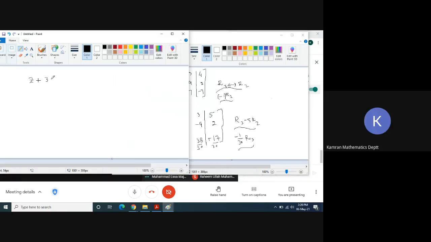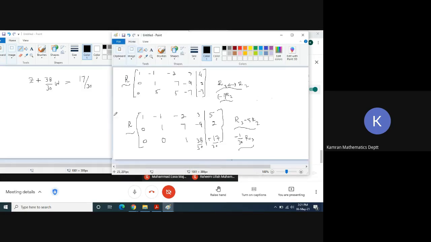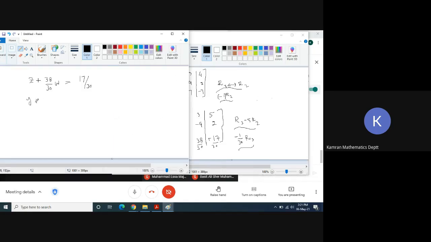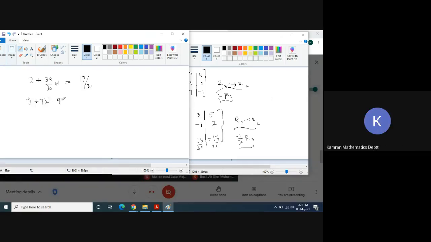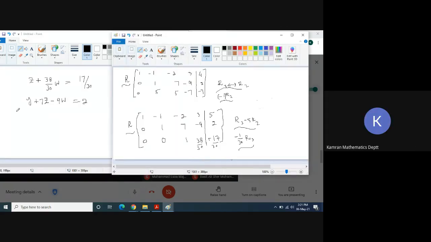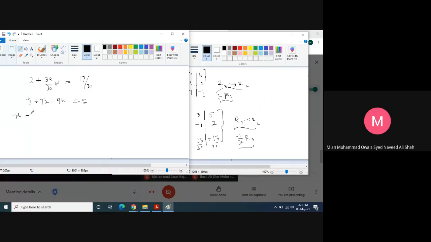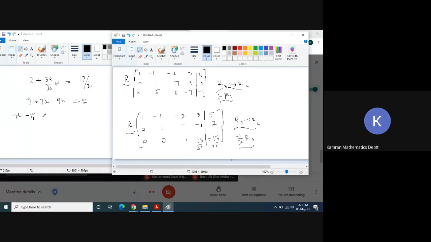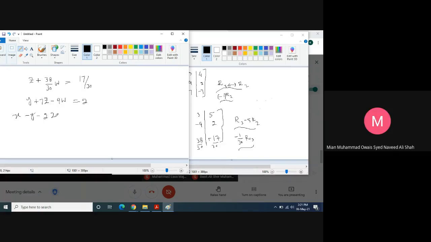W is equal to 17 by 30, and from this equation y plus 7z minus 9w is equal to 2, we get 2, and from the first equation x minus y minus 2z plus 3w is equal to 5.